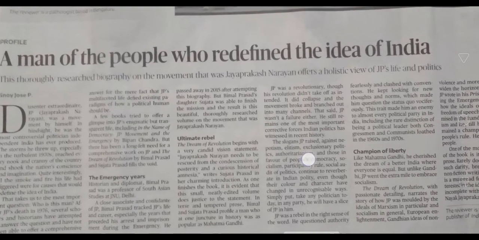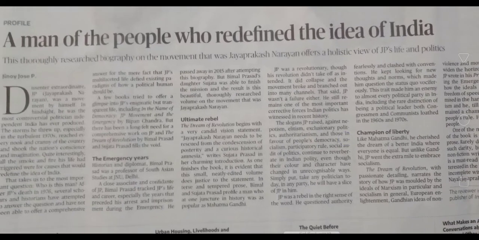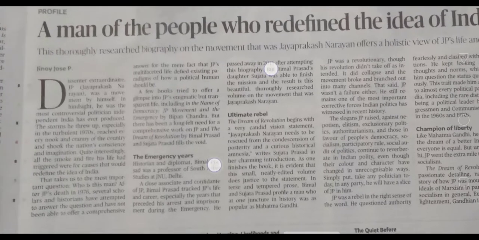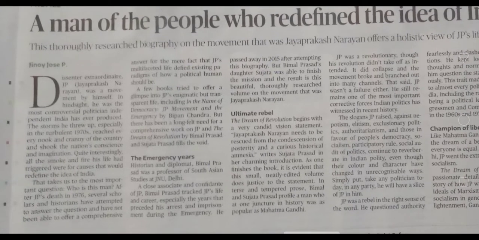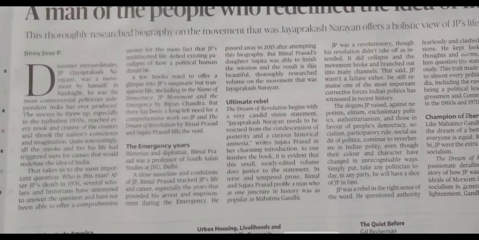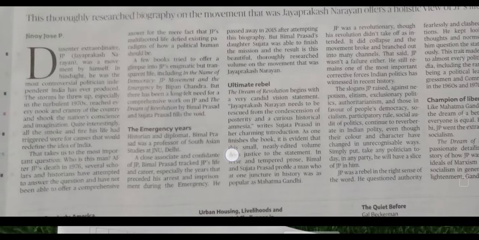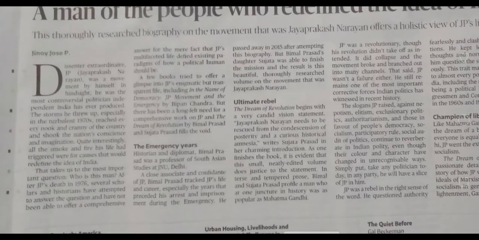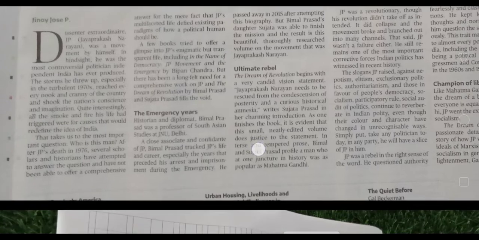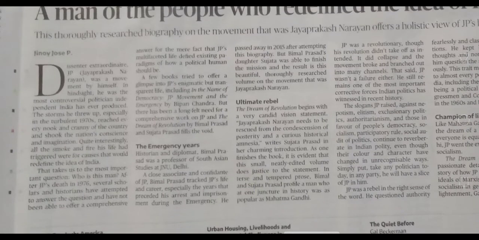A man of the people who redefined the idea of India. This is most important article from here. You know already from here. This truly researched biography on the movement that was Jayaprakash Narayan offers a holistic view of the JP life and politics. This extraordinary Mr. JP, Jayaprakash Narayan, was a movement by himself. खुद में एक आंदोलन थे। In hindsight, he was the most controversial politician independent India has ever produced.